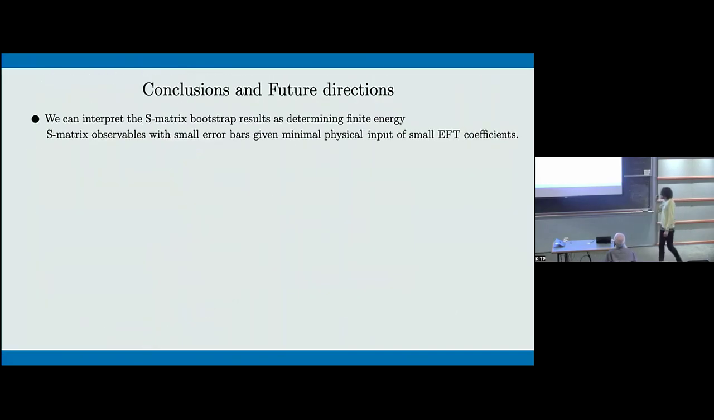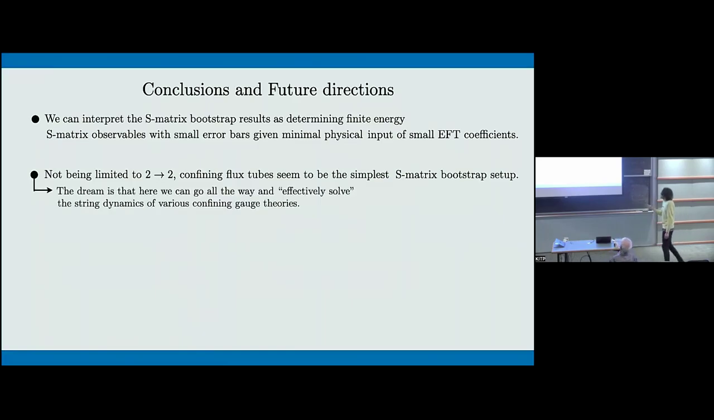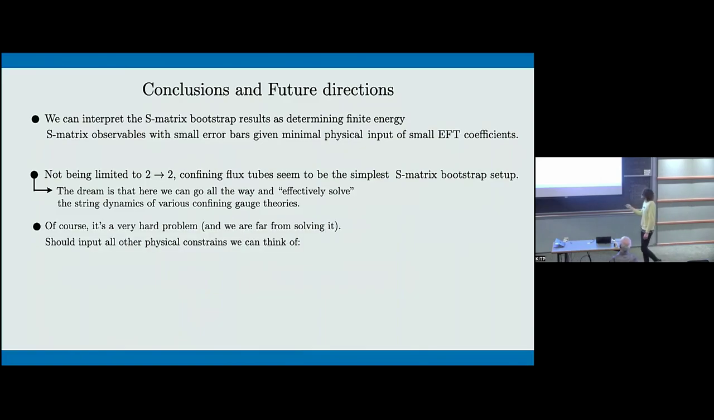So here are some conclusions. We can interpret this result from this matrix bootstrap as determining some finite energy observables, Lorentzian observables, in the flux tube theory with small error bars, given some very minimal physical inputs that the EFT coefficients are small. Now, not being limited to just 2 to 2 scattering, it seems that this confining flux tube is the simplest S-matrix bootstrap one can consider. And so the dream here is that we can go all the way and effectively solve string dynamics in various confining gauge theories. Of course, this is a very hard problem, and we're very far from solving it.